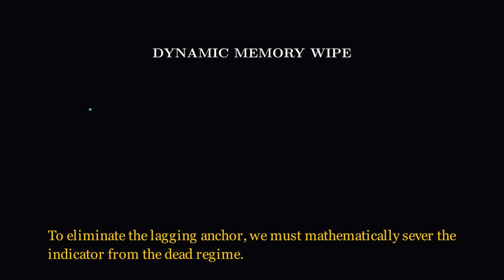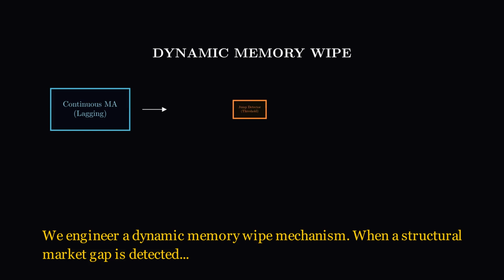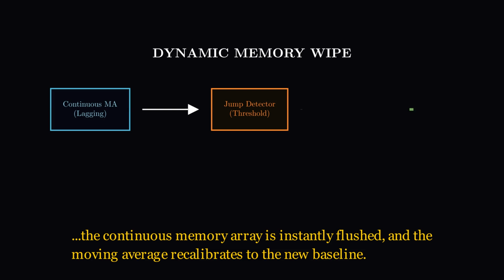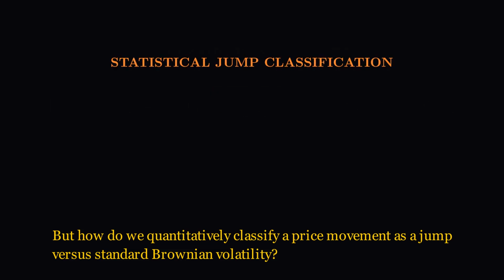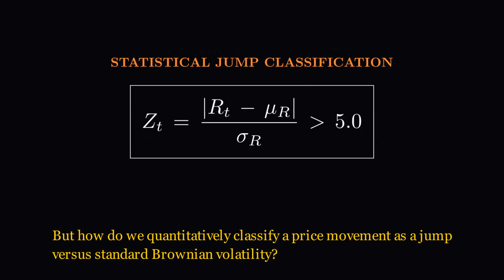To eliminate the lagging anchor, we must mathematically sever the indicator from the dead regime. We engineer a dynamic memory wipe mechanism. When a structural market gap is detected, the continuous memory array is instantly flushed, and the moving average recalibrates to the new baseline. But how do we quantitatively classify a price movement as a jump versus standard Brownian volatility?